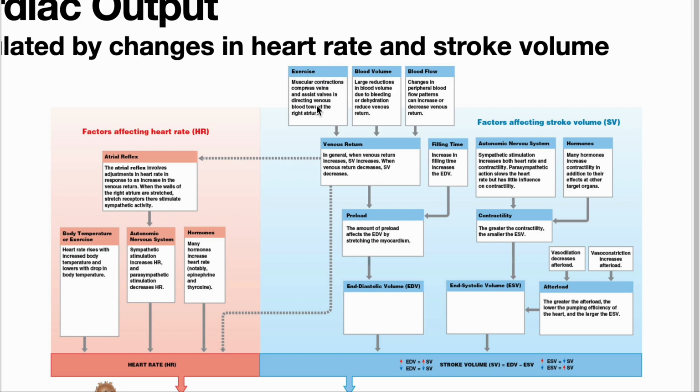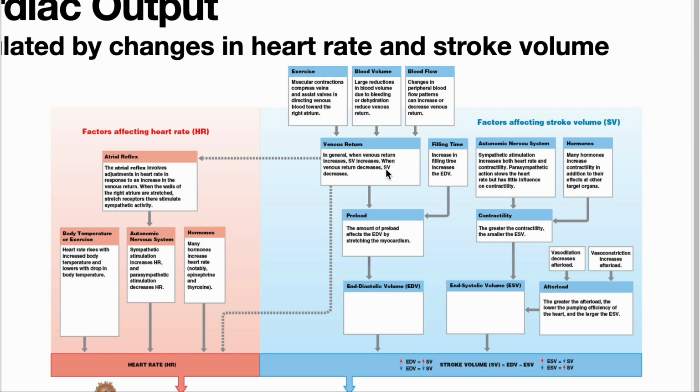Things like exercise, muscular contraction is going to compress veins and assist valves in directing venous blood back to the right atrium. Well, that means that we are going to end up with that atrial reflex, right? And that's going to increase heart rate. Large reductions in blood volume, though, due to bleeding or dehydration, is going to decrease that venous return. So then we're going to see a slowing in heart rate. And any kind of change in peripheral blood flow patterns can increase or decrease how much blood is coming back to the heart, which in turn will impact the atrial reflex.